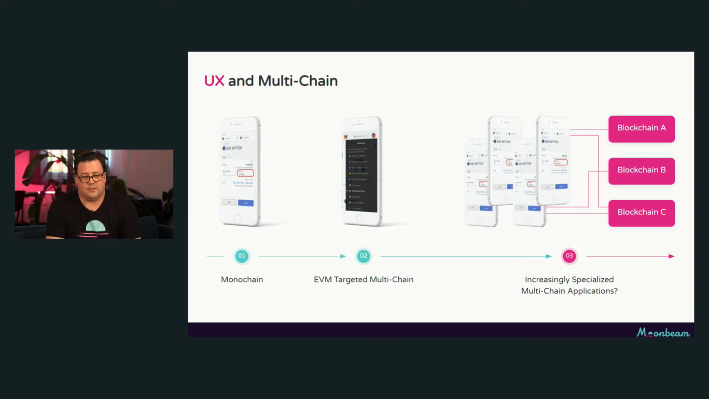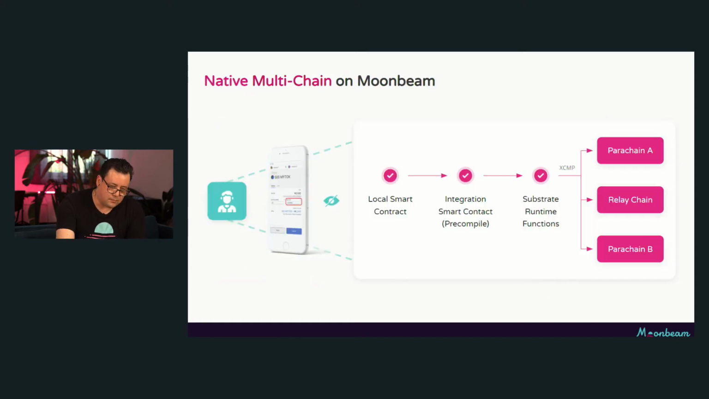It can't be the case that users need to understand what all those chains are and what services they're providing. So I think this is a key challenge as we move into this multi-chain environment. And I just want to set it up that this last category of multi-chain applications that I'm most excited about are the ones I call native multi-chain. And so what does that mean?